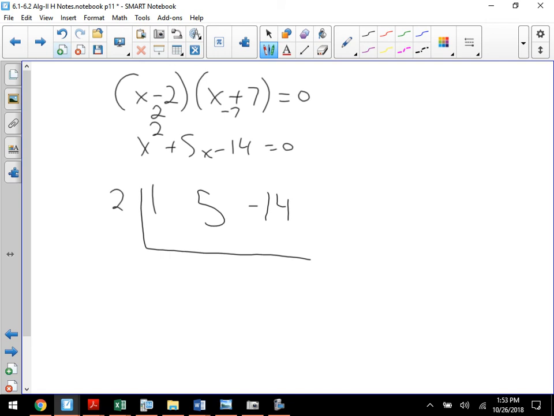If I divide out by a zero, watch what happens. What was your first thing to do here? Drop the 1. Multiply. 2 times 1 is? 5 and 2 is? 2 times 7 is? So that means that 2 is a zero.